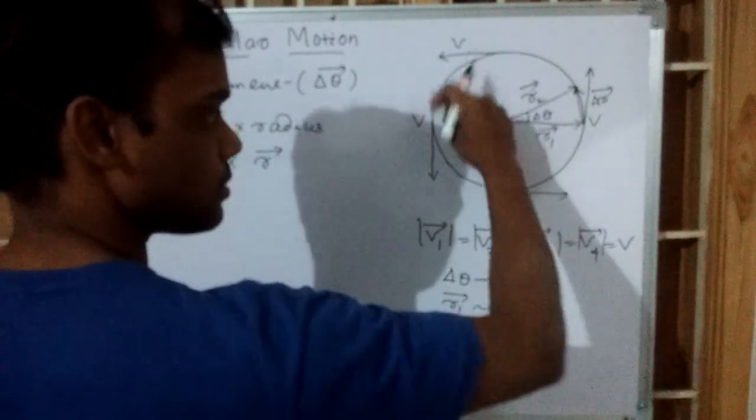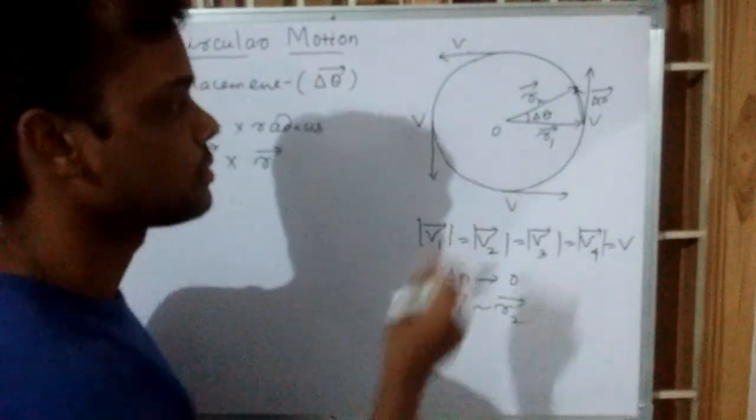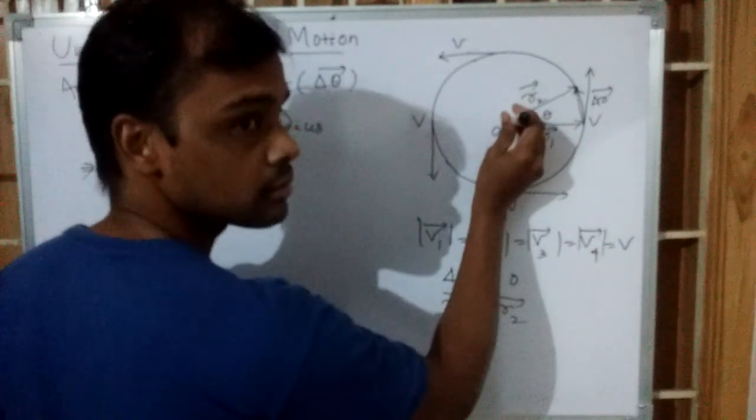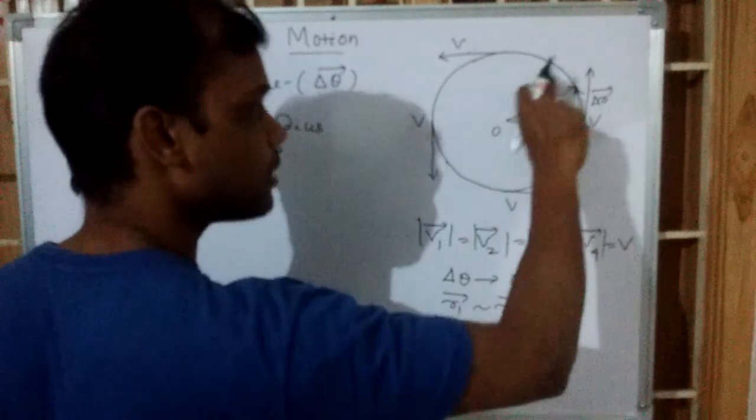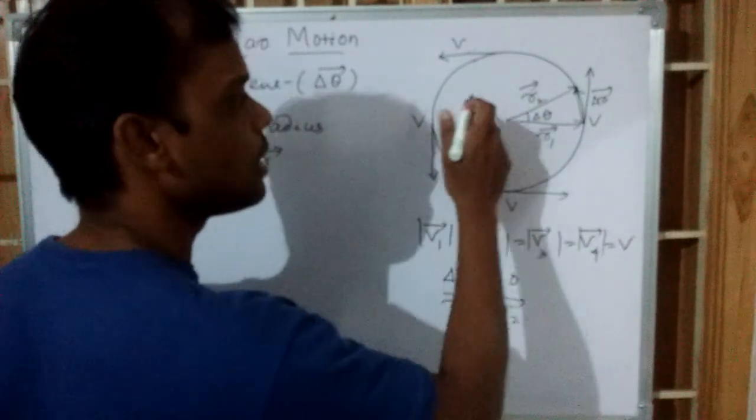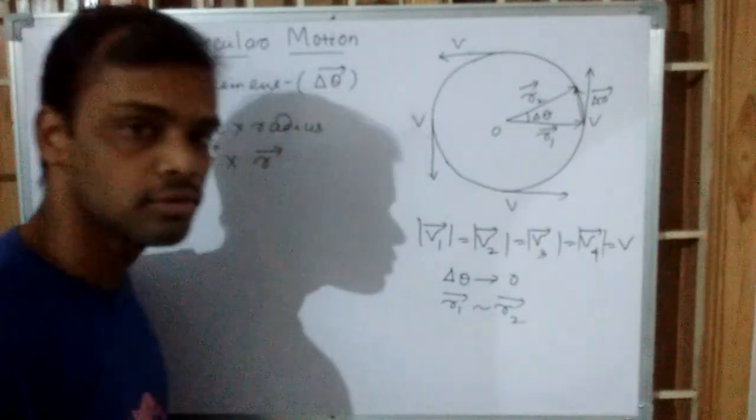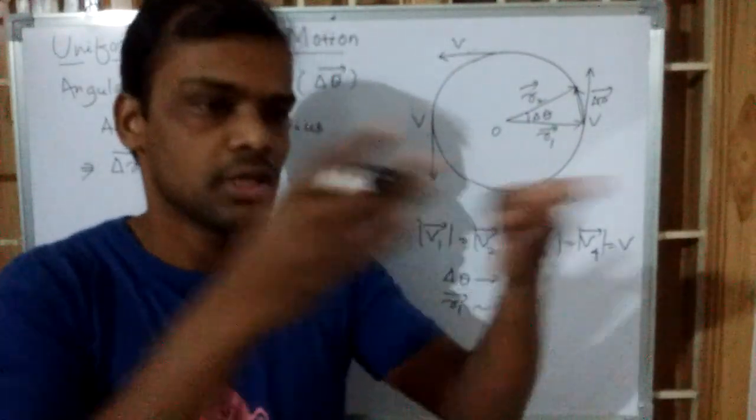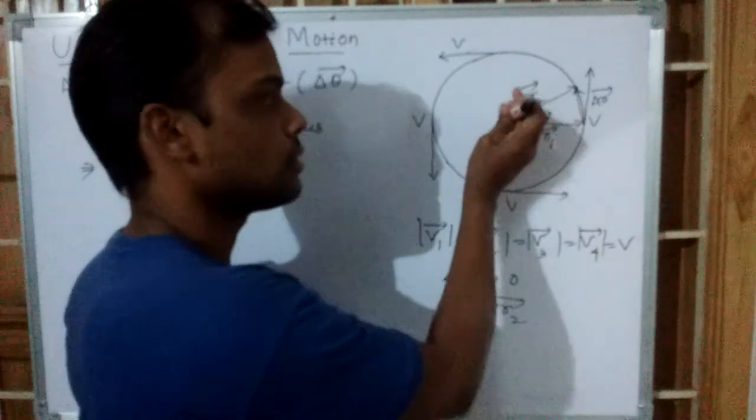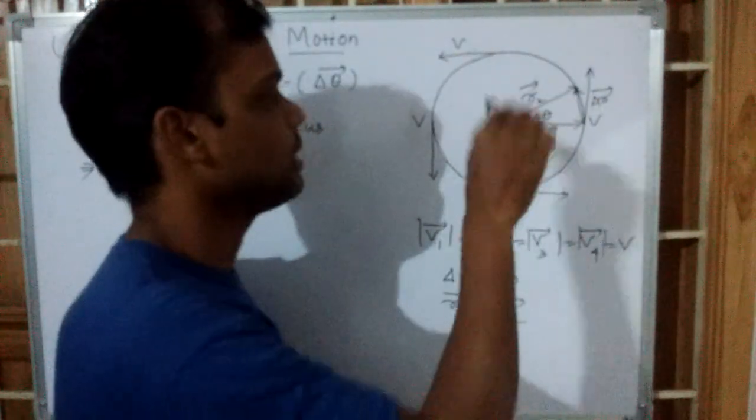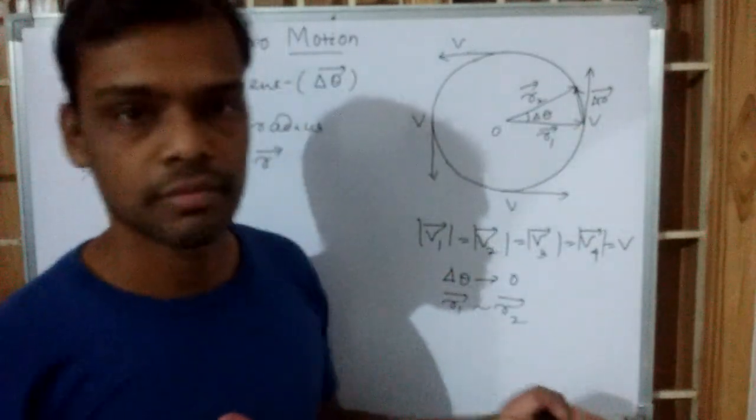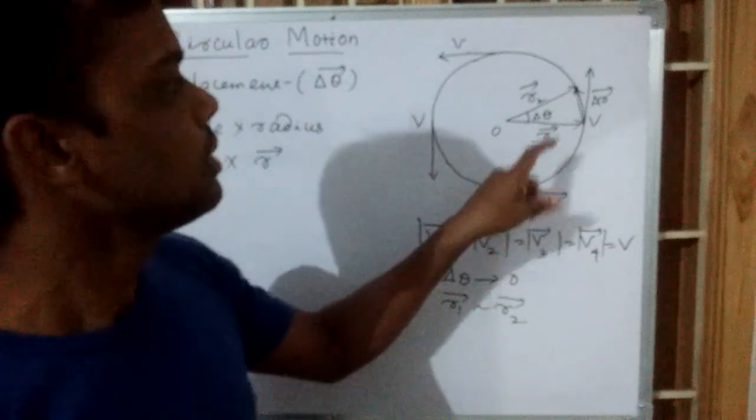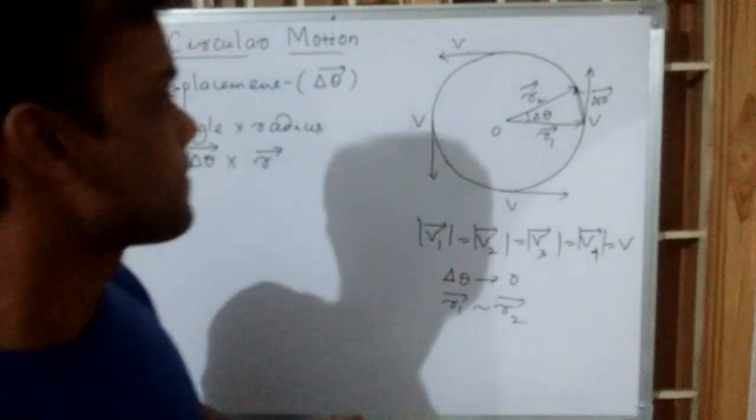If the body is moving in counterclockwise sense, then let the del theta vector be upward, and if the body is moving in clockwise sense, let the del theta vector be into the board. Two senses of movement, so there are two directions. If it is upward, then counterclockwise. If it is downward, then it is clockwise. Very simple. So now in my example, the body is moving in counterclockwise sense.